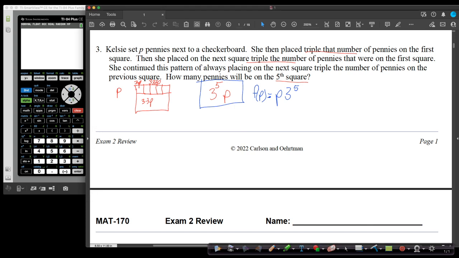And let's see, where's my, here it is. Let me just make sure. Yeah, P times 3 to the 5th pennies. Yeah, I guess I should use units, but we know what we're talking about. All right, so that's number 3.